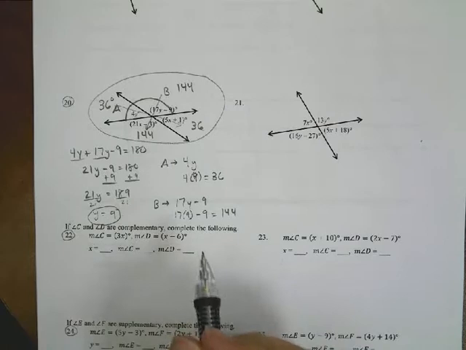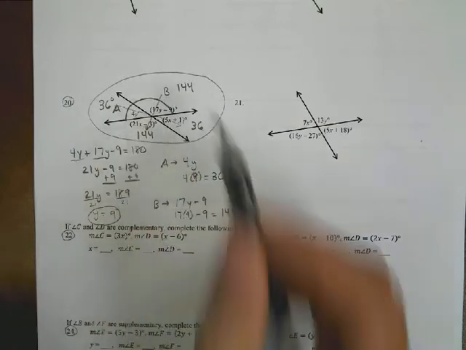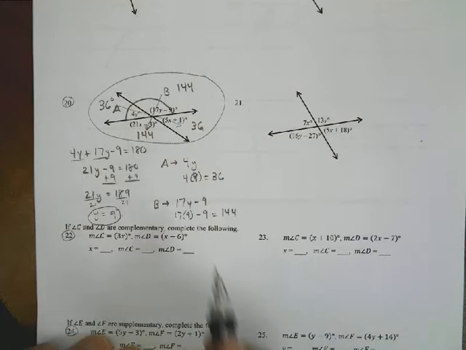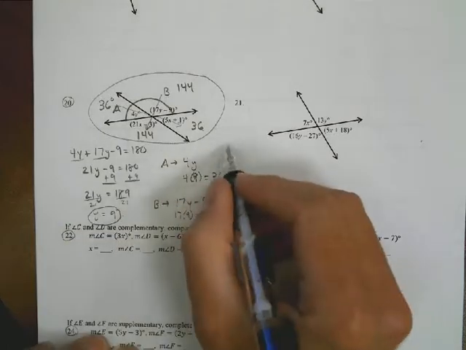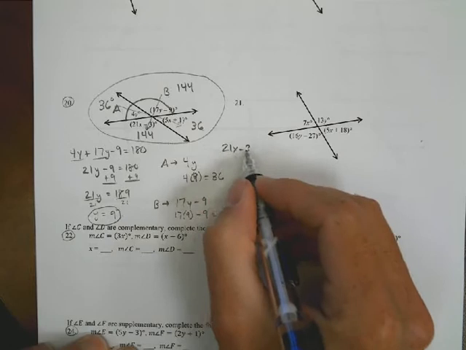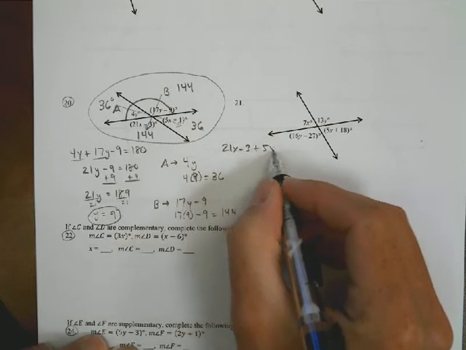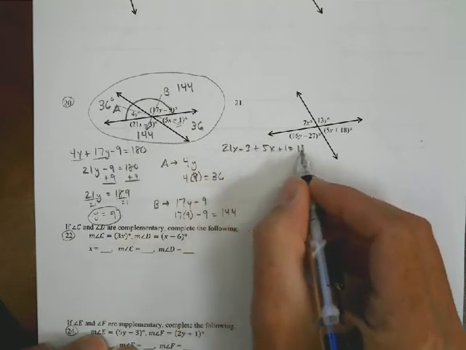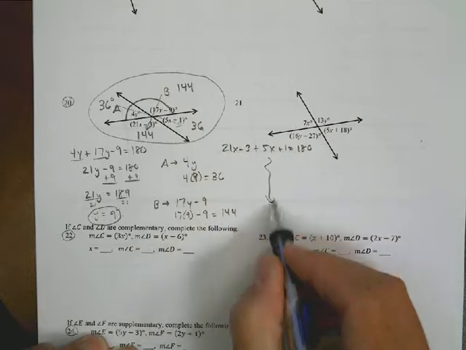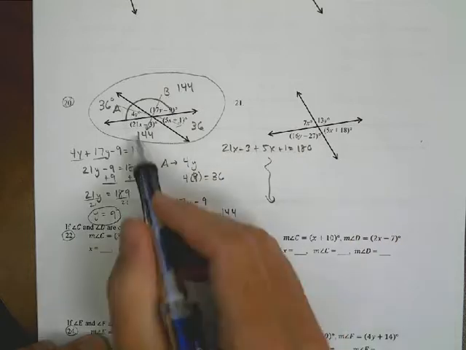I'm not sure if they want you to solve for x. You could, but there's not really a need to because you've already done it this way. If your teacher wants you to, you would set up the same way. You would set up a 21x minus 3 plus 5x plus 1 and set that equal to 180 and then work through the steps. But you'll end up with the same solutions there.